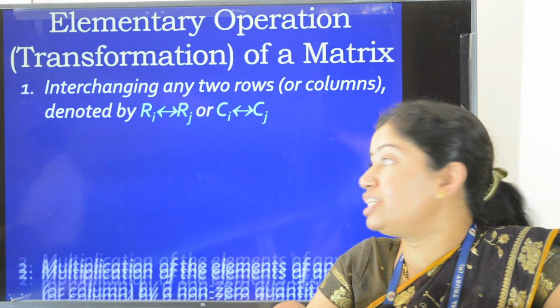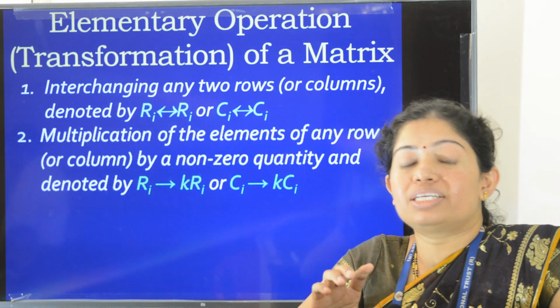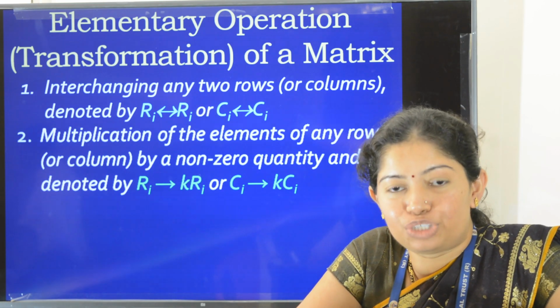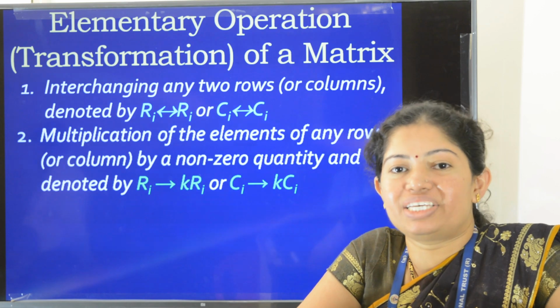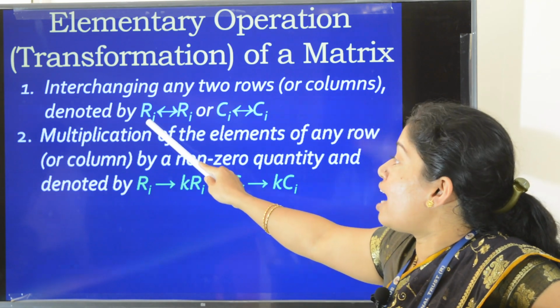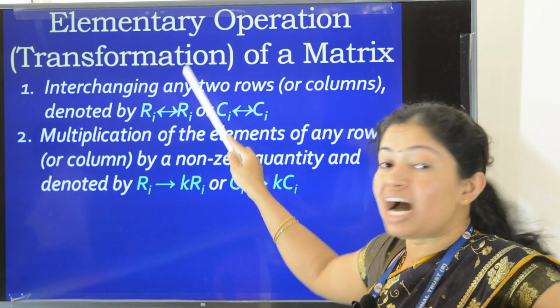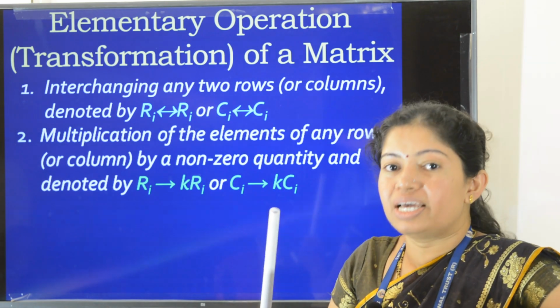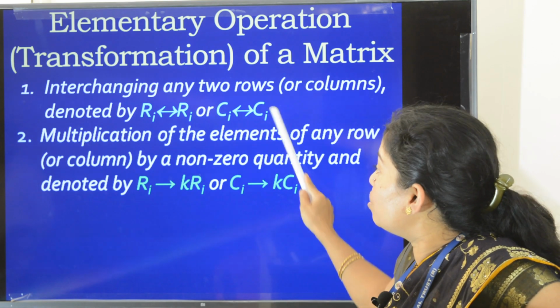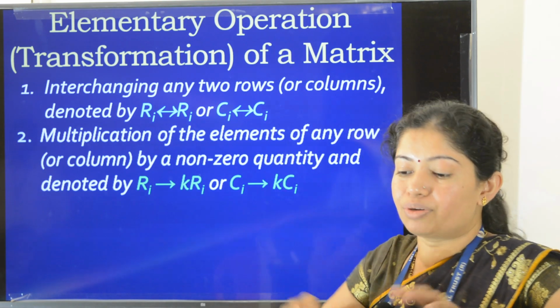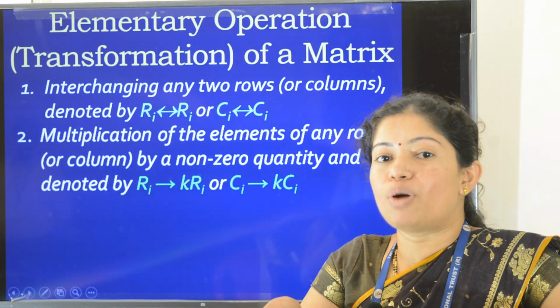The first elementary operation is that you can interchange any 2 rows of a matrix or any 2 columns of a matrix, which we can denote like this: Ri gets interchanged with Rj. Here R denotes the row. Same for column, you can denote it as Ci interchanged with Cj.